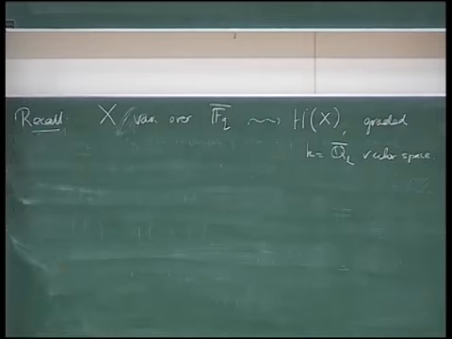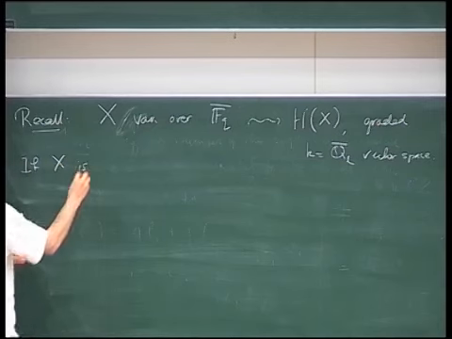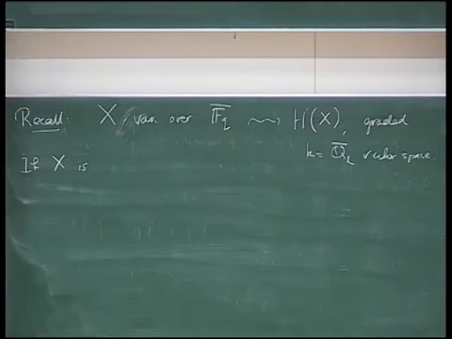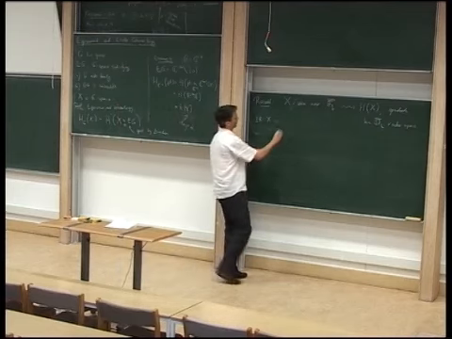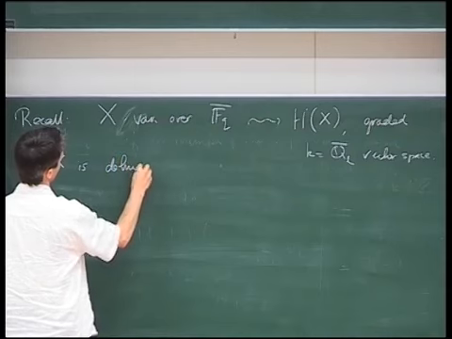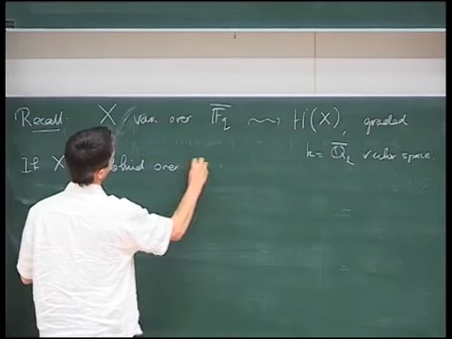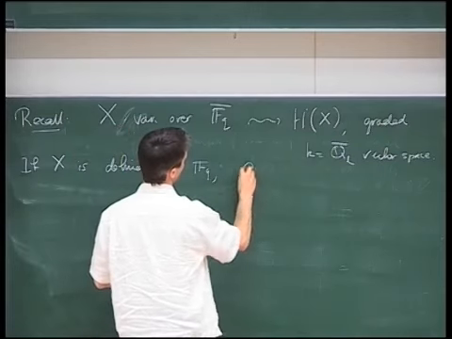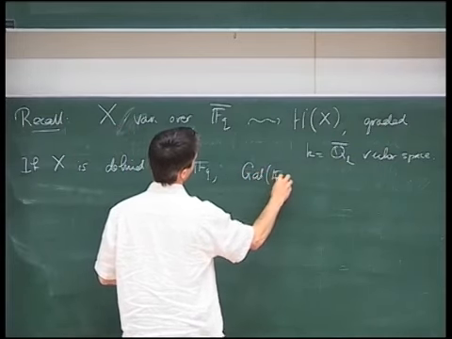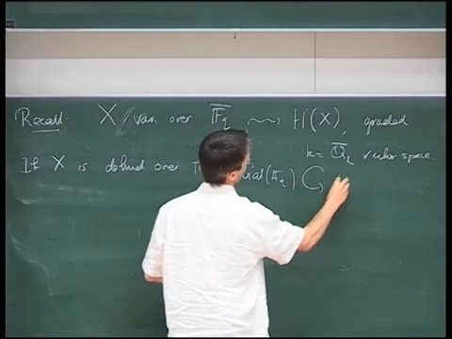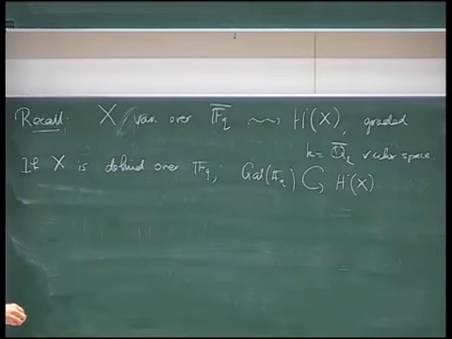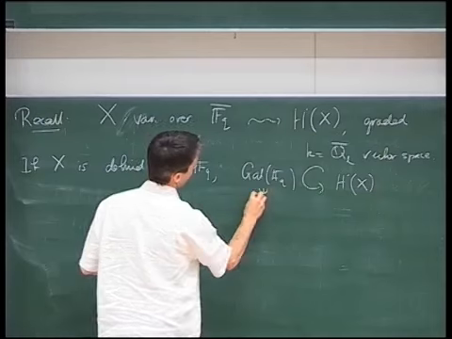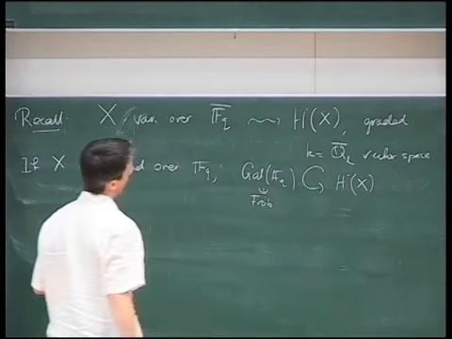And the wonderful thing is that if X is defined over some finite field, then the Galois group will act on this. So if X is defined over F_q, then the Galois group of F_q acts on it, and inside here one has the Frobenius.